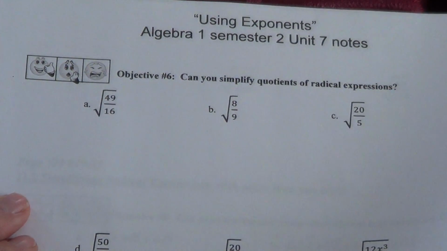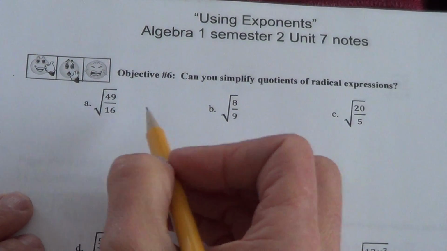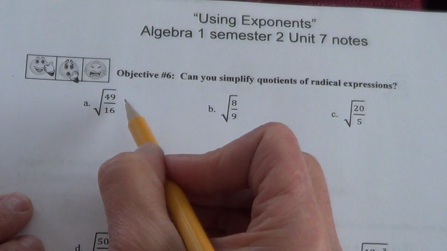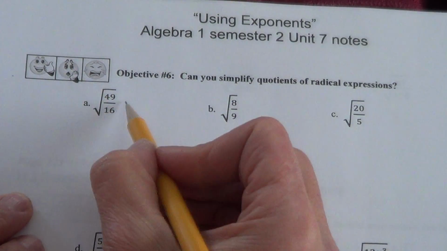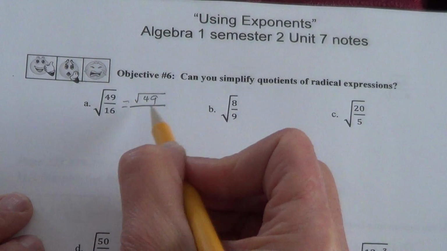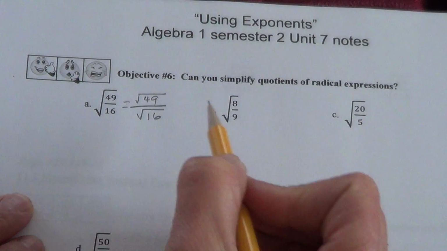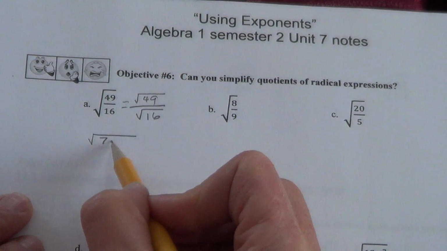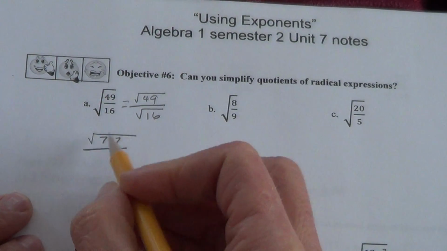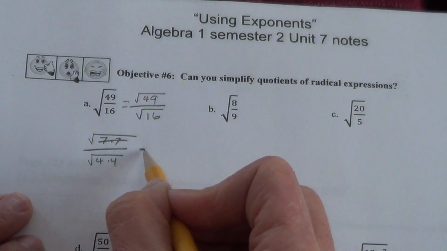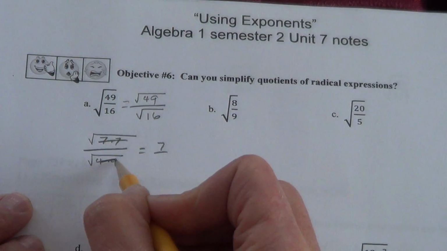Again, make sure to pause the video, rewind, watch the explanation over and over, as much as you need to. Again, on this, I would break it down. I would do radical 49 over radical 16. And then I'd break those down. 49 is 7 times 7. 16 is 4 times 4. And those get out.